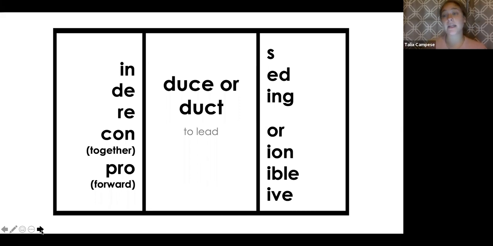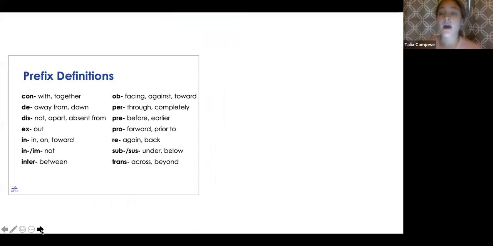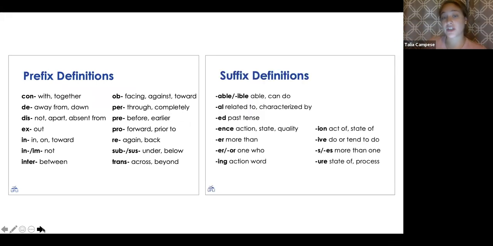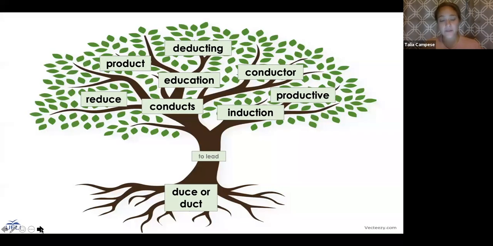And then once we're done introducing the root, we can move into reviewing prefixes and suffixes. That might be helpful in your instruction later for whatever you plan to use with the trees. You can just pull pieces from here and highlight the ones that you need. You'll see an example of this in just a second. Once you reviewed the prefixes and suffixes, you can go to your morpheme tree.